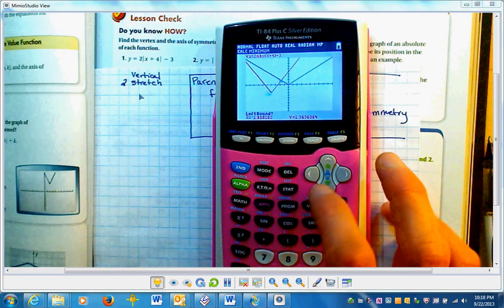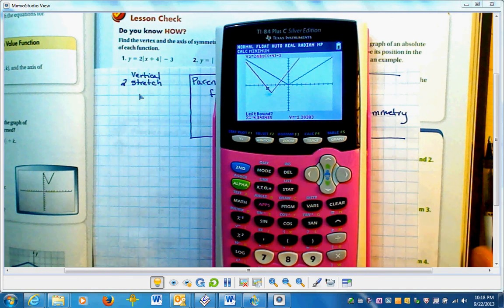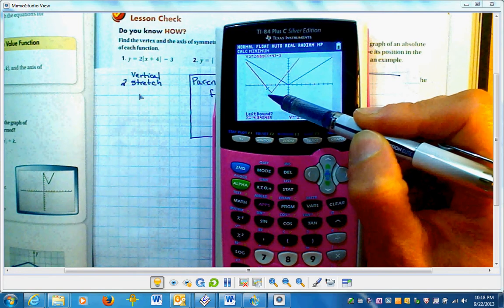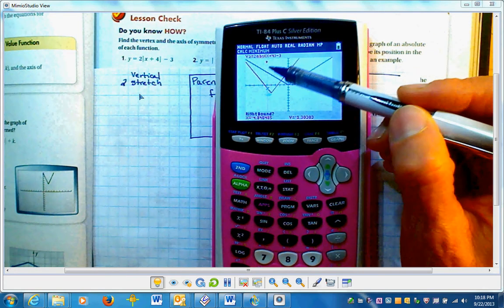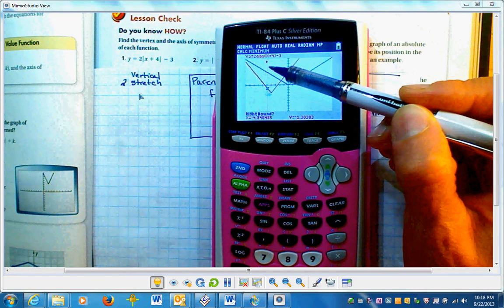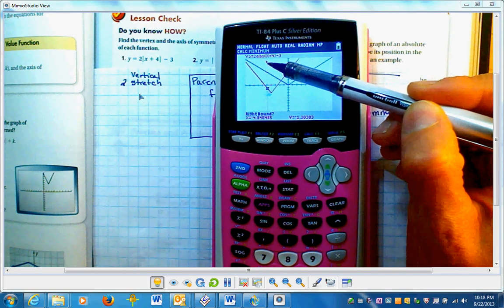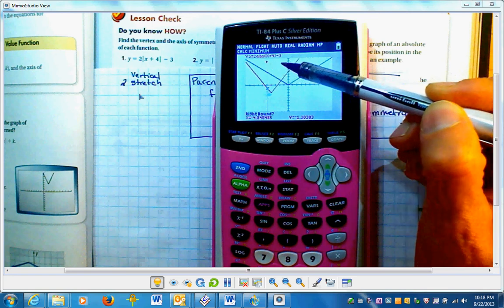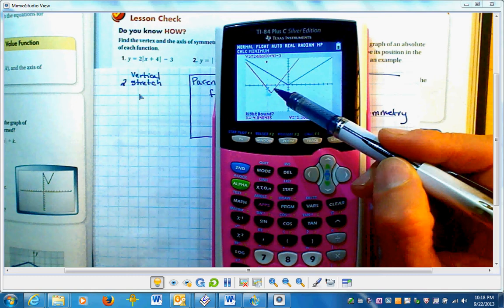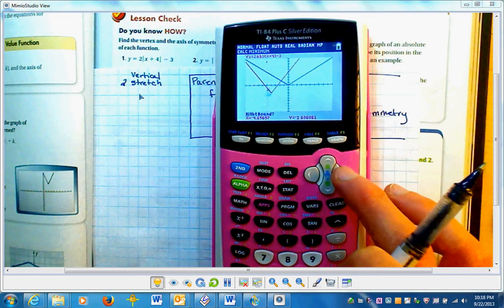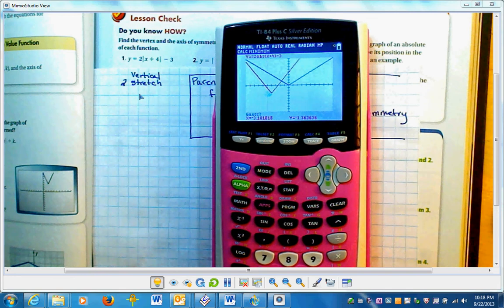To the left of what I want. So now it's to the left of the vertex right there. I'm going to push enter, and my calculator puts this nice line down there with this little triangle arrow. That means it's going to look for everything this way. Then it asks me for right bound, so I want to go right of that point that I'm interested in. So I move my cursor to the right, and I'm going to push enter.